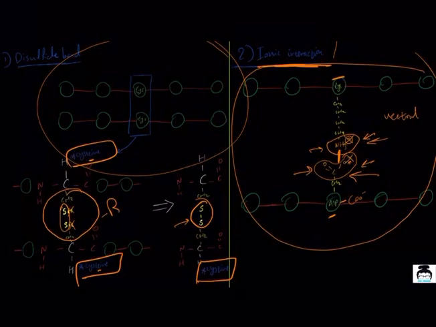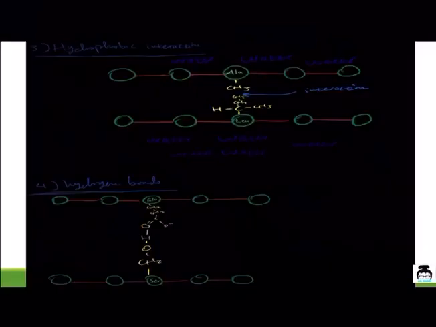So this is a second type of bond that can exist between R groups in order to form a tertiary structure, the three-dimensional structure. Now, another type of bond that can exist between two R groups is what we call a hydrophobic interaction. This is not a bond, this is an interaction. What kind of interaction? A hydrophobic interaction.